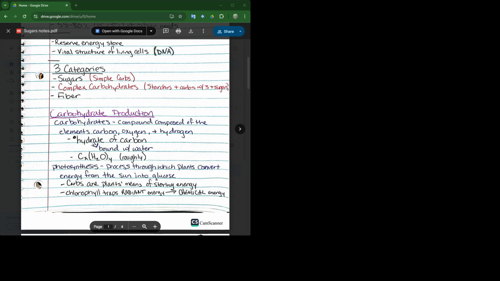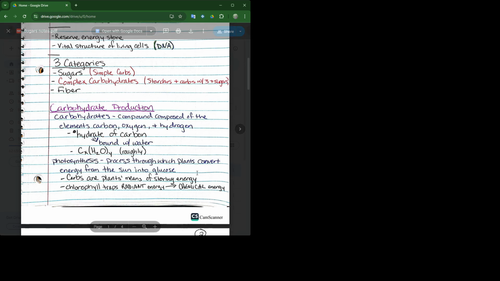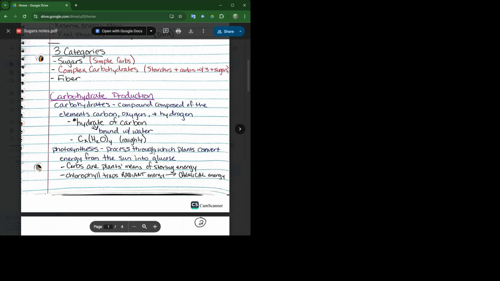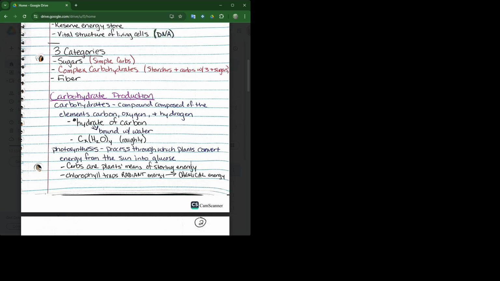As I read that paragraph, I'm done. I've got my notes there. It's really just understanding what a carbohydrate is. The next paragraph: carbohydrates are nature's means of storing solar energy through the process of photosynthesis. I reached another keyword, so I'm going to write that keyword definition. I'm going to write photosynthesis: process through which plants convert energy from the sun into glucose.